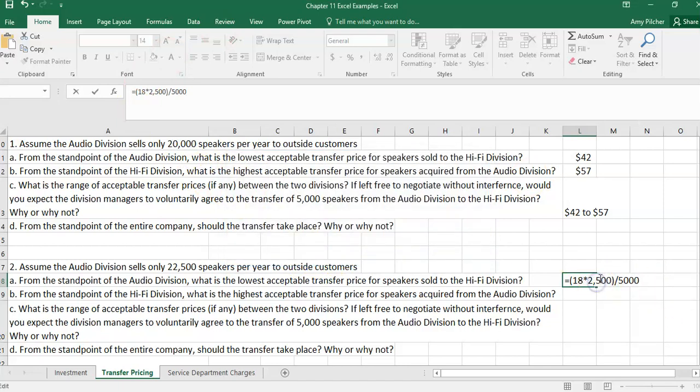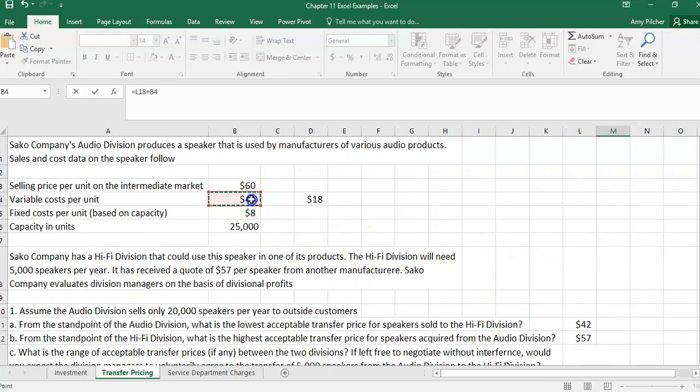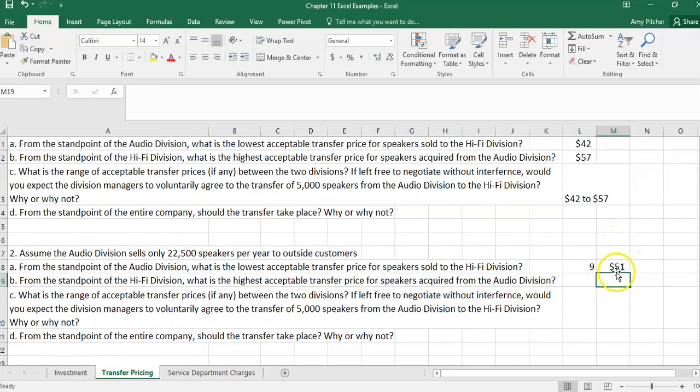Oh, they don't like commas. Or 9. So the lowest transfer cost we want is the $9 plus variable cost. So the lowest transfer price we will take is $51. Just like the first example, the highest acceptable transfer rate for the Hi-Fi division is that $57 they've been quoted from an outside supplier. Now our range for transfer prices is $51 to $57.